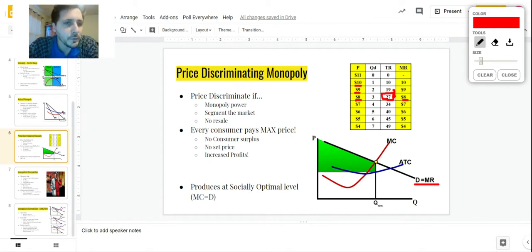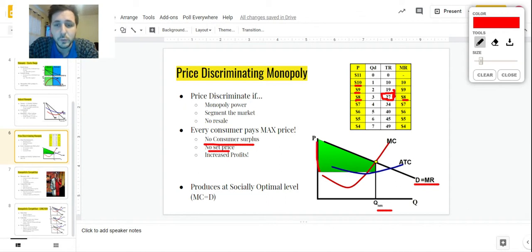Now, what happens when this occurs? First, there's no consumer surplus. We just talked about that. Consumer surplus is the difference between what people are willing to pay and what they pay, right? If there's a difference there, then they have consumer surplus. But because the price that they pay is what they're willing to pay, there's no difference, so there's no consumer surplus. There's no set price. Even though I'll produce over here where MR equals MC, that's the same, always is. I'm not going to have a set price here. Everybody pays a different price. Okay, so there's no set price.